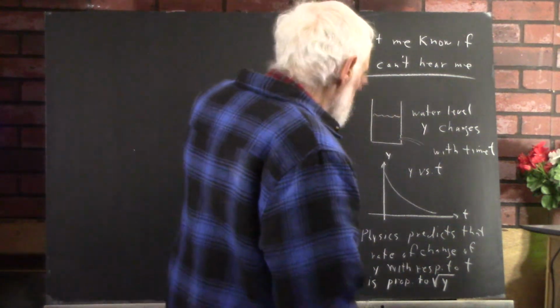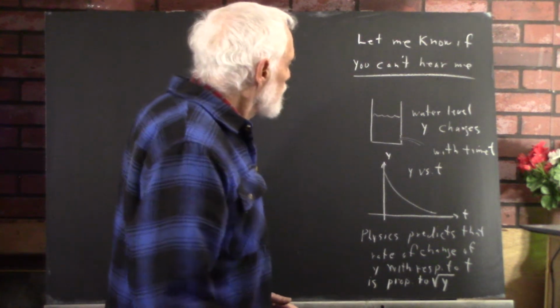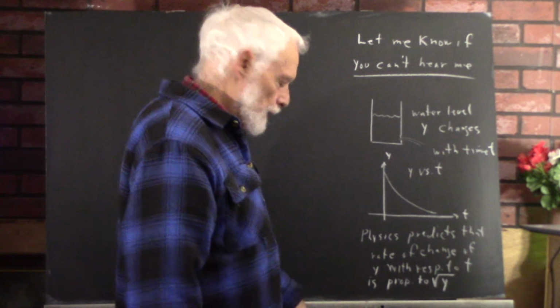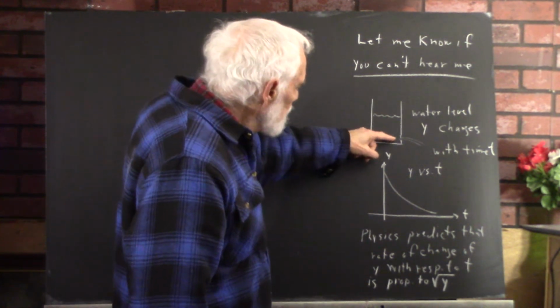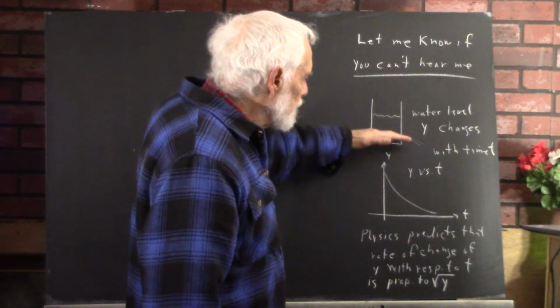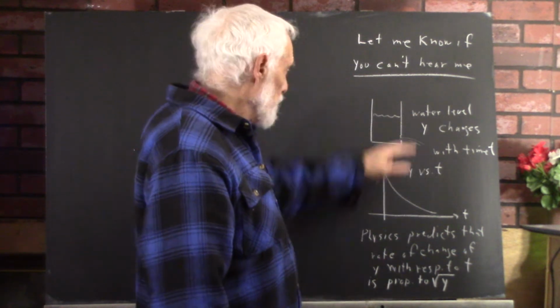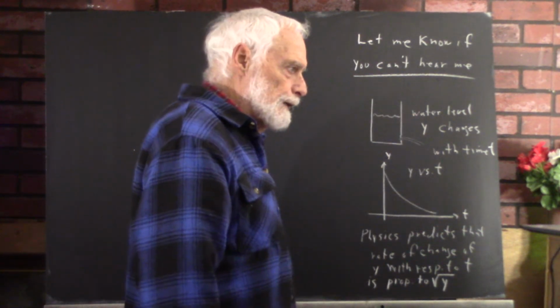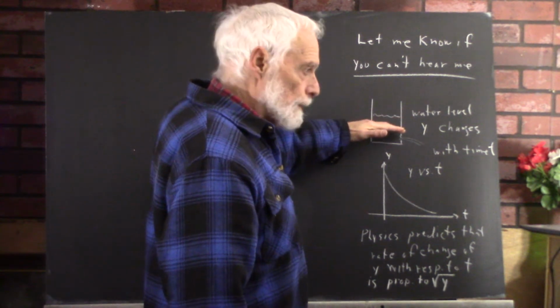Okay, again, just to set the problem. Water level in a bucket, much like the bucket that I have right here. If I poke a hole in the side, the level changes with respect to time. Water level is Y, time is T. Water level is going to change with respect to T. The water is going to go down more and more slowly.